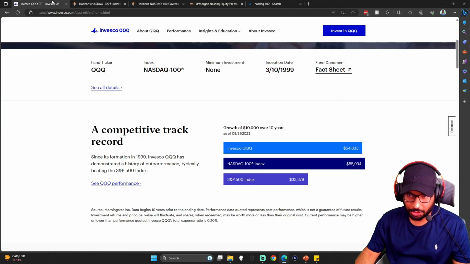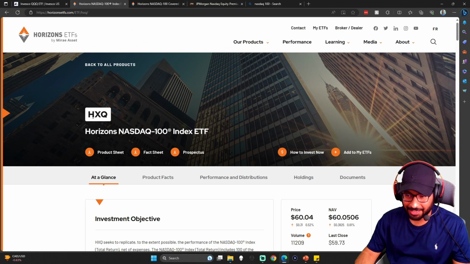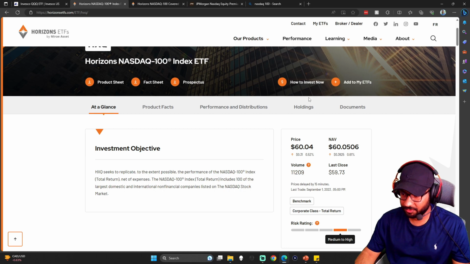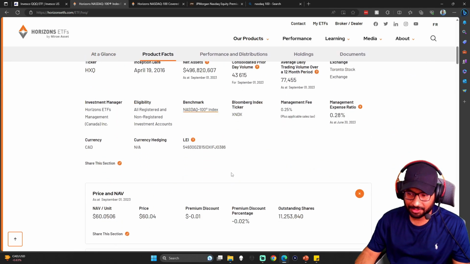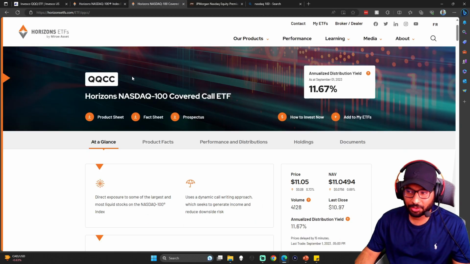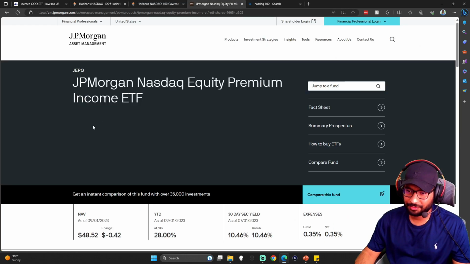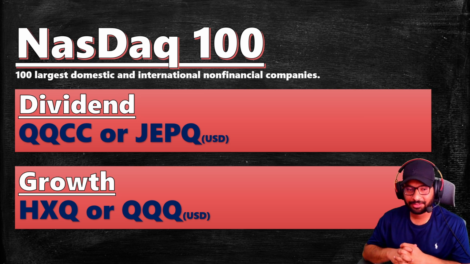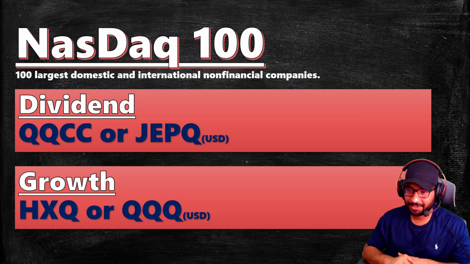The first one was QQQ, and the second one is HXQ. If you really want to buy the Canadian version, just a heads up, this ETF does not give any dividend. It reinvests the dividend in the ETF itself. If you're looking for income for the Nasdaq 100, we have QQCC, and for the USD one, we have JEPQ from JP Morgan, the same as for the S&P 500 where we have JEPI. So this was our second best index, Nasdaq 100.